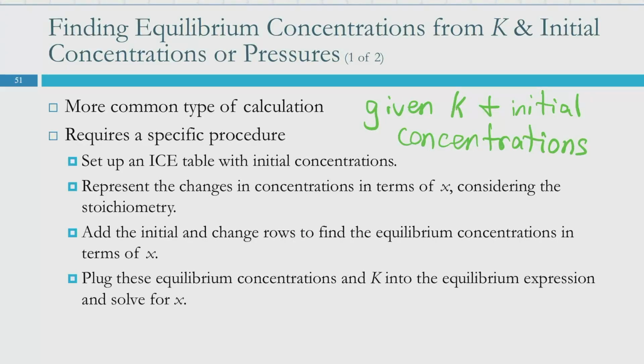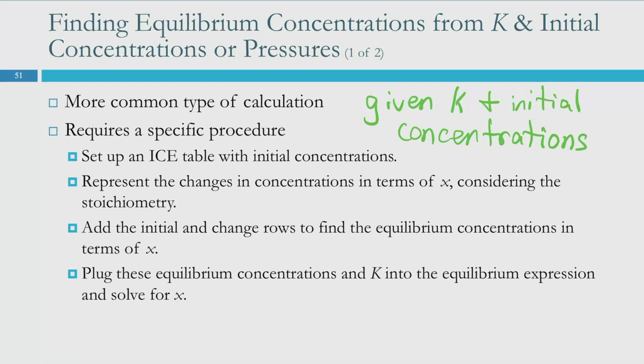And we have to use a particular procedure to solve these problems. So we're going to set up an initial change equilibrium ICE table with our initial concentrations written in. We'll represent the changes in terms of x, so we're going to write in a variable. And then we'll figure out the equilibrium concentrations in terms of x. So we'll have initial concentration plus some amount of x, or initial concentration minus some amount of x.